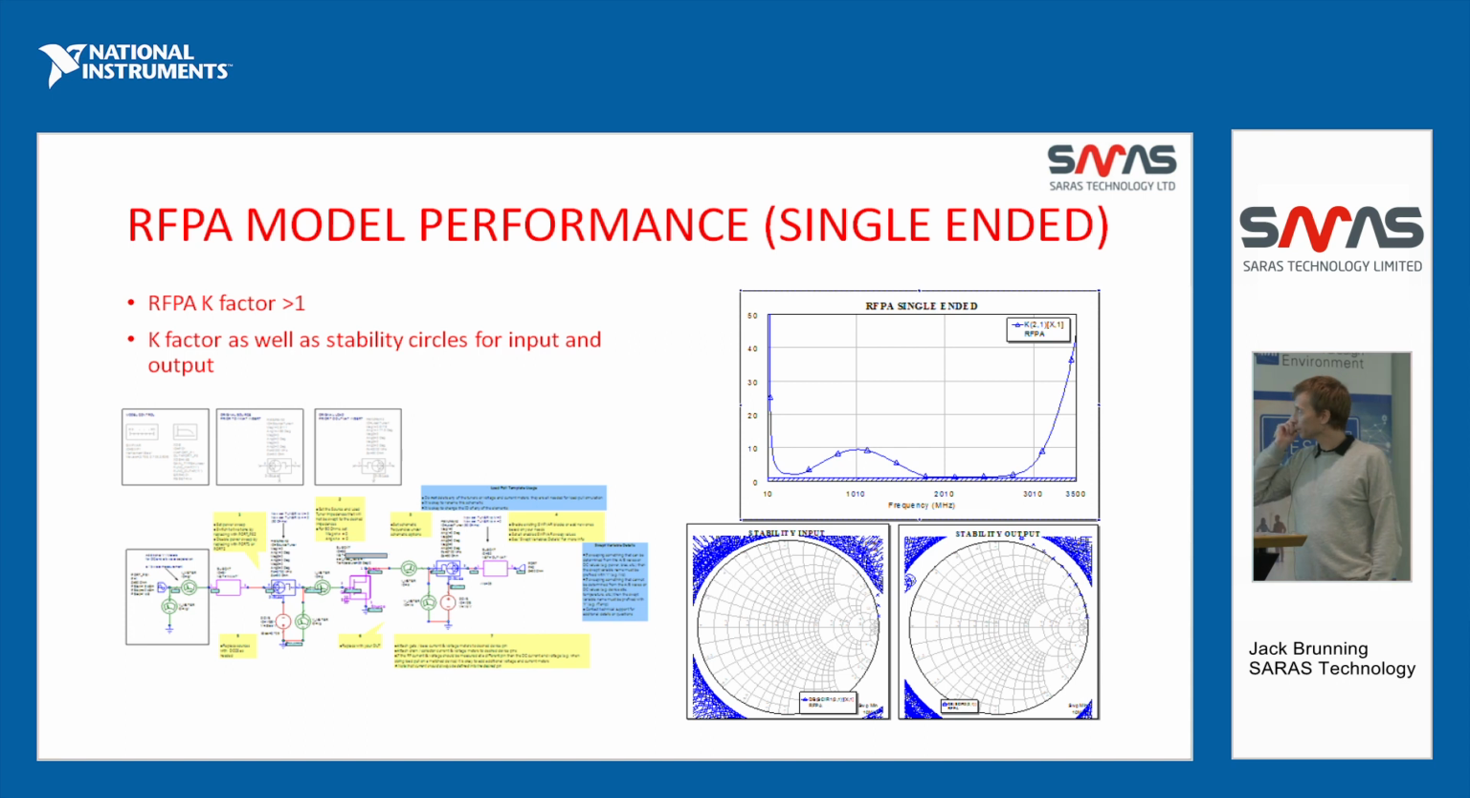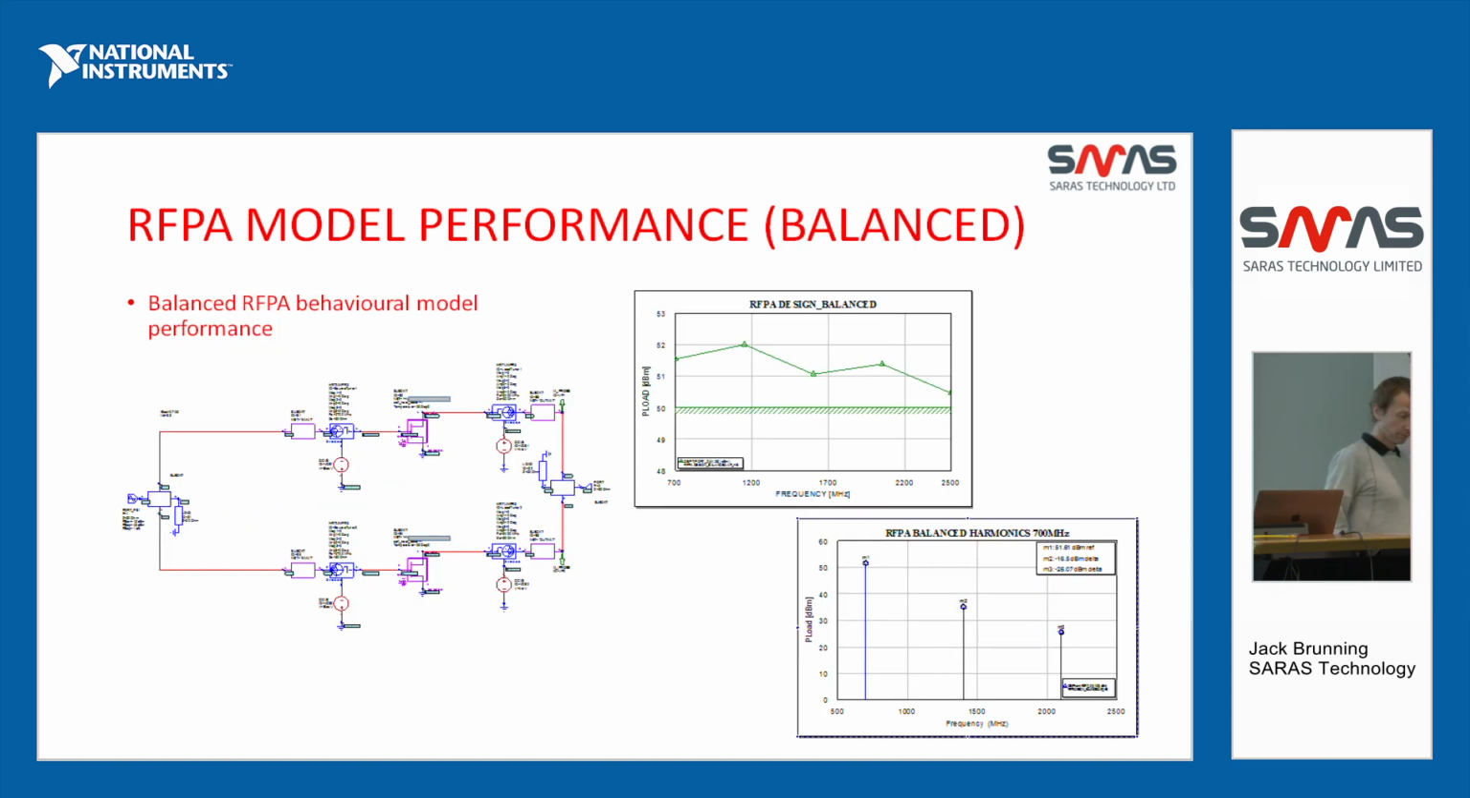Stability, so again, we're just looking at single-ended still, so stability circles, K factor, all that looks okay. And then we put this into the balanced behavioral model. This approach, I call it a co-simulation approach, but basically you've got input matching networks, hybrids, output matching networks, bias lines in here. All this has been designed passively around the load pull from this transistor. So you put all this together and the thing should pretty much work.